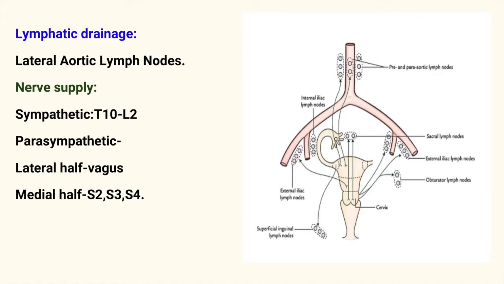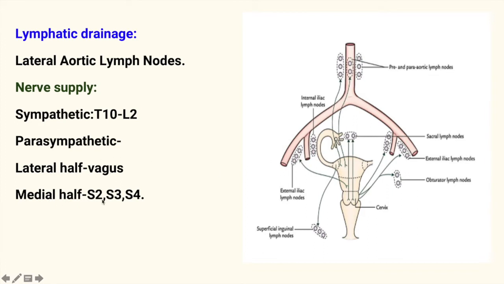If you see the lymphatic drainage, the lymphatics from both the ovary and the tubal part, this fallopian tube, drain into the pre-aortic and lateral aortic group of lymph nodes. Nerve supply is by the sympathetic, that is by the T10 to L2 segments of the spinal cord, whereas the parasympathetic is by the vagus. In that, the lateral half of the fallopian tube is supplied by the vagus nerve.